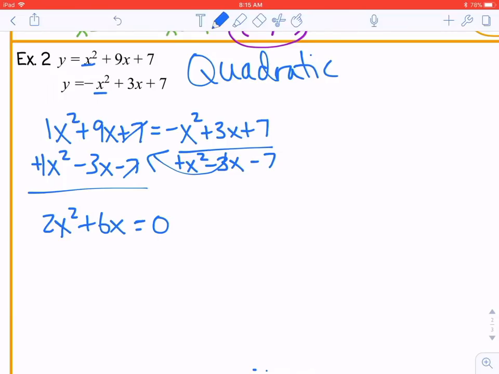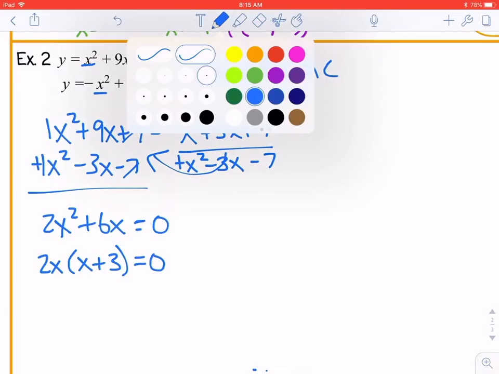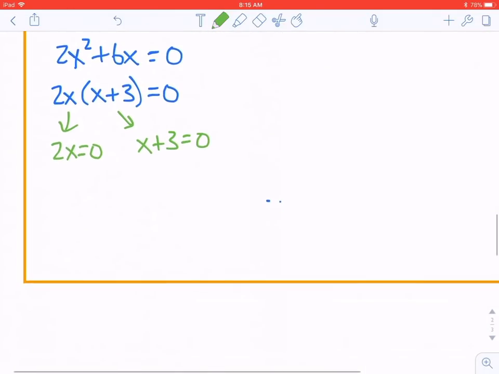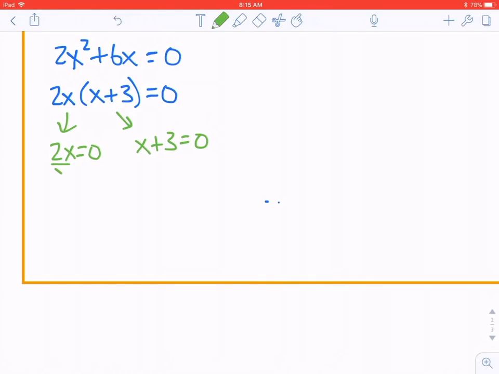Alright, so now we're going to solve by factoring again. So this one is not a trinomial, so I can just take out a greatest common factor of 2x. Then I would have x plus 3 left over. And now I'm already done factoring. I can set them both equal to 0. So 2x equals 0, x plus 3 equals 0, and then solve for x. So divide both sides by 2. So then I get x equals 0, and then subtract 3. I get x equals -3.